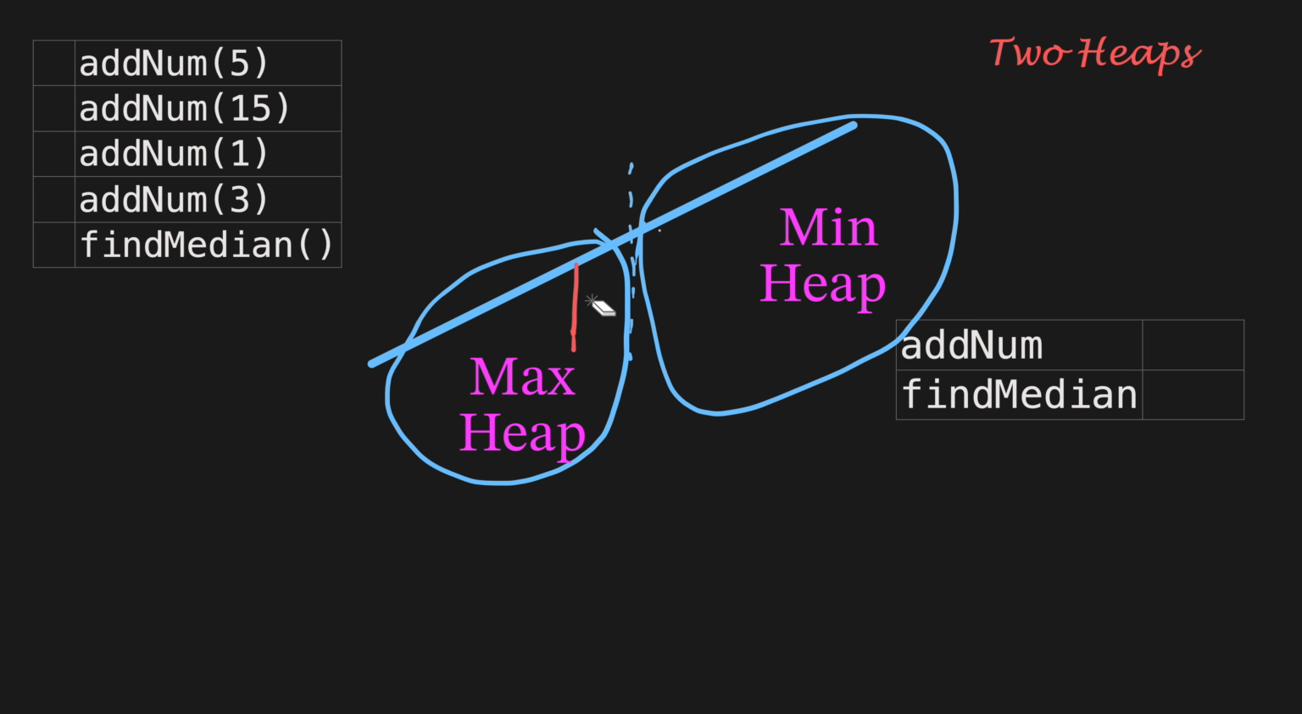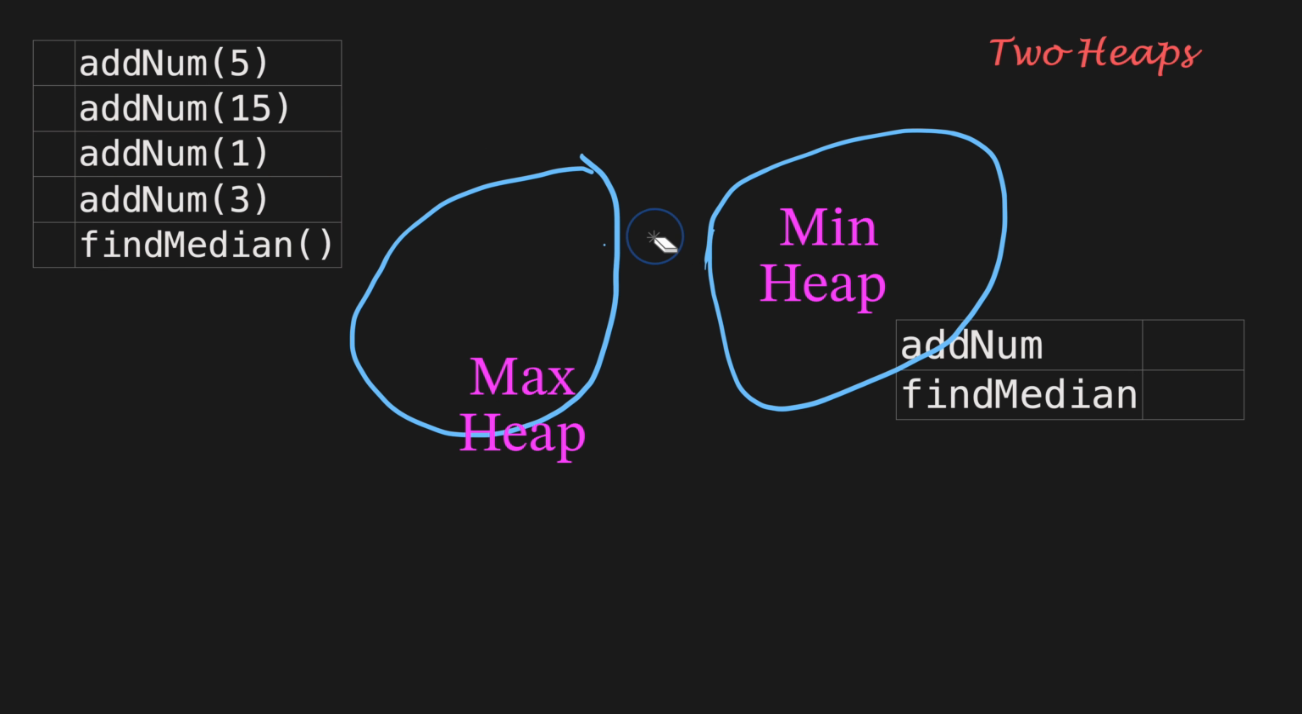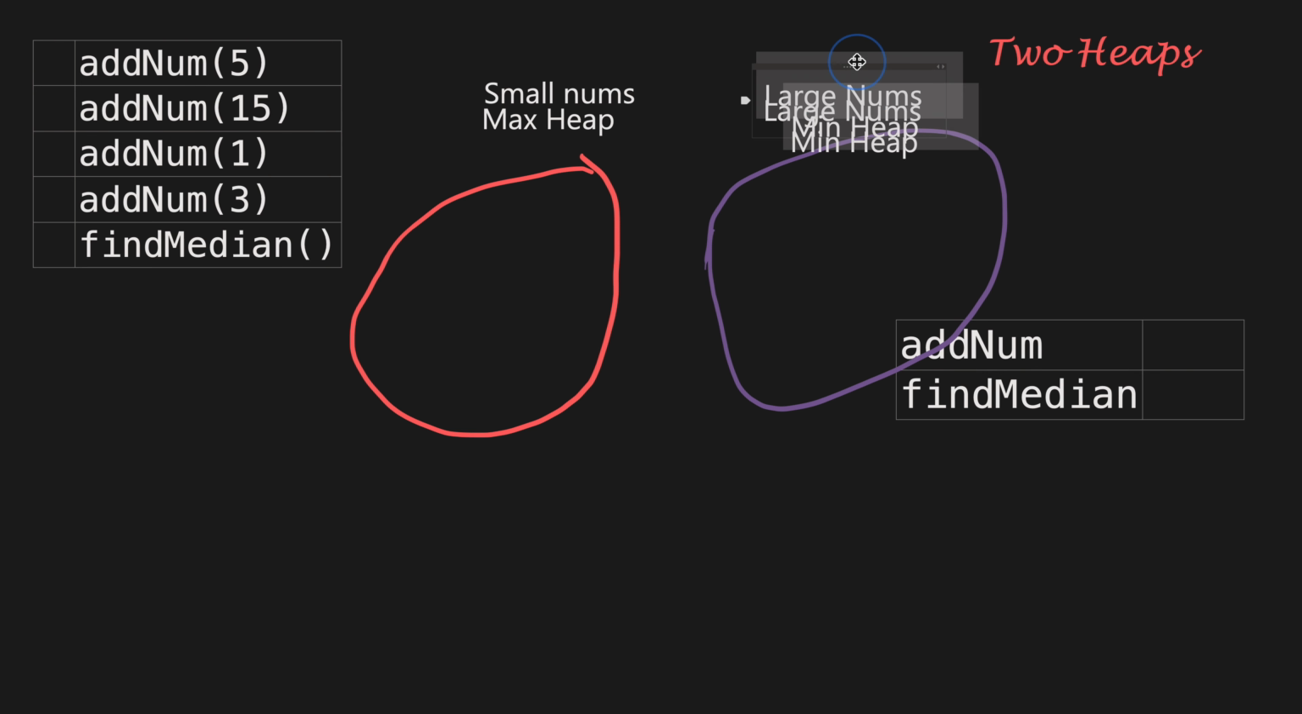So here we need two heaps to maintain the numbers in a way that the median is always readily available. For the numbers on the left, we create a max heap called small nums. This heap will store the smaller half of the numbers. Because it's a max heap, its root will always be the largest number in the smaller half. Similarly, for the numbers on the right, we create a min heap called large nums. This heap will store the larger half of the numbers. Because it's a min heap, its root will always be the smallest number in the larger half.